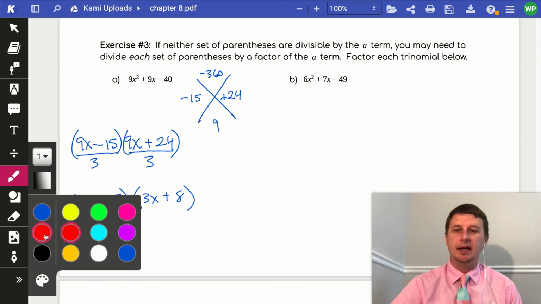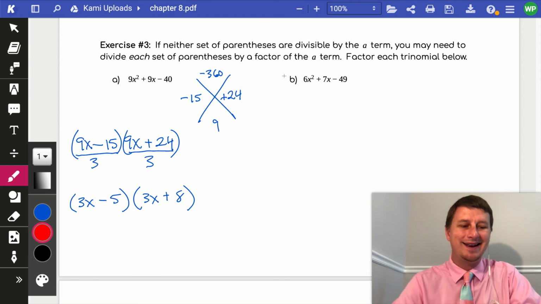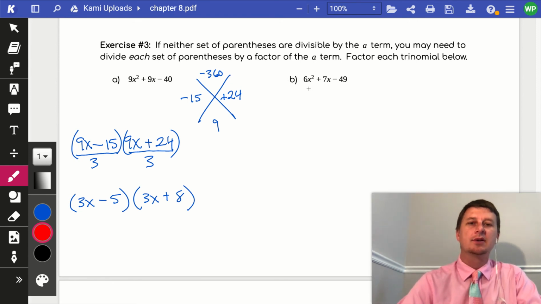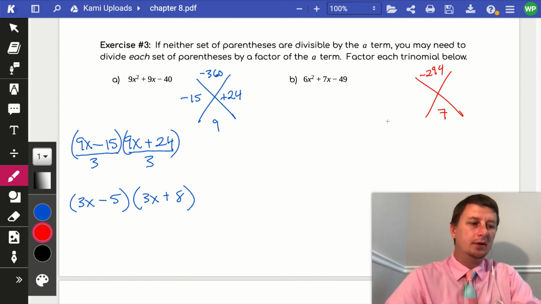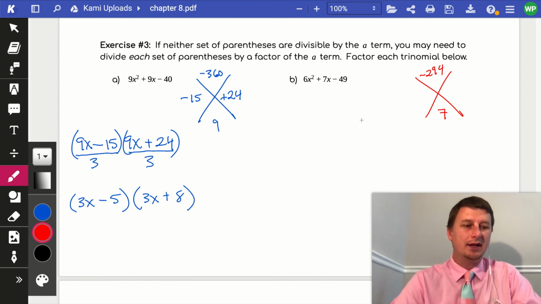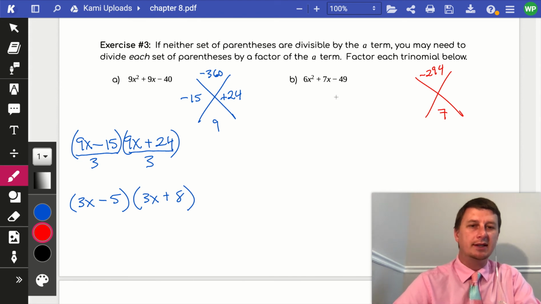Let's go on to part B now, where we have 6x squared plus 7x minus 49. Larger numbers again. Again, there's no GCF, so we're going to do the AC method: 6 times negative 49 gives us negative 294, and those numbers have to add to 7. Again, pause the video until you come up with the two factors. This one might take a while. When you get them, unpause the video.